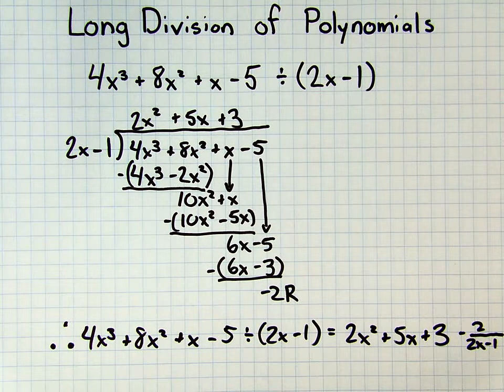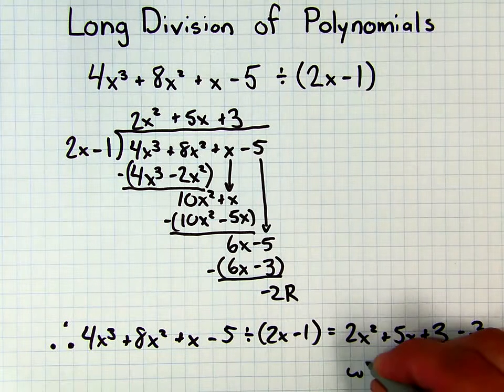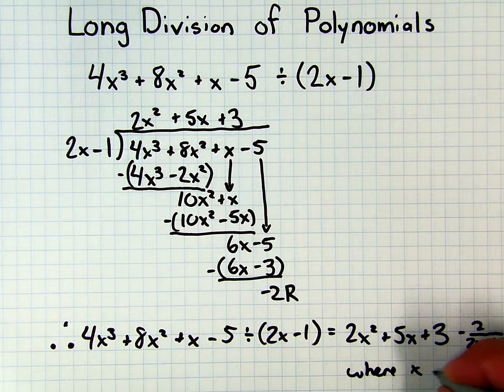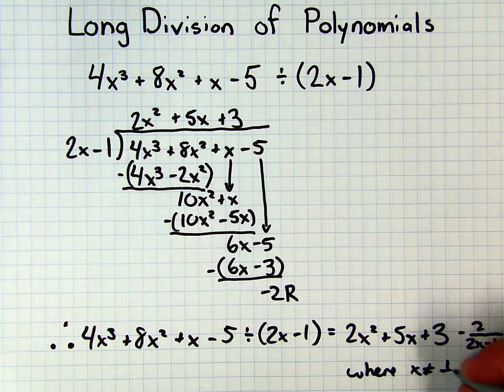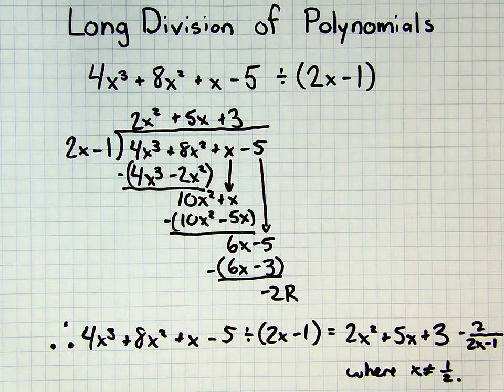The denominator cannot be 0, so what x value would make the denominator 0? I think positive 1/2, so I would say where x cannot equal 1/2. And there we go. That's an example of how to use long division with polynomials.